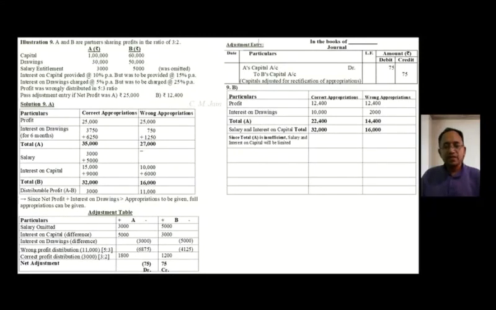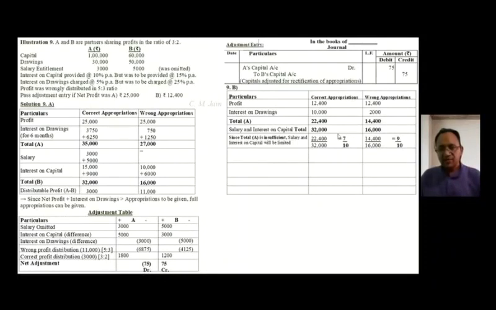How will they be limited? They will be limited in the same ratio. As per correct appropriations, 22,400 upon 32,000 equals 7 by 10. In case of wrong appropriations, 14,400 upon 16,000. Calculate how much it comes out to be. Yes, very good. 9 upon 10.